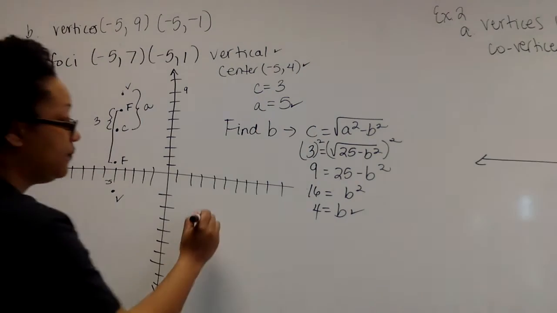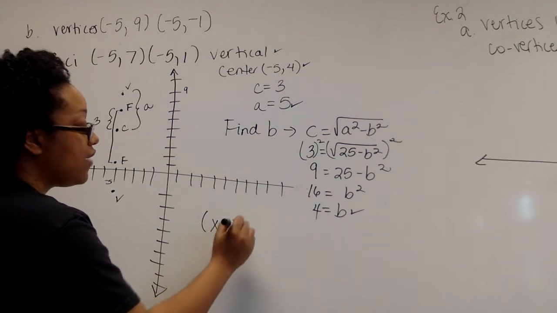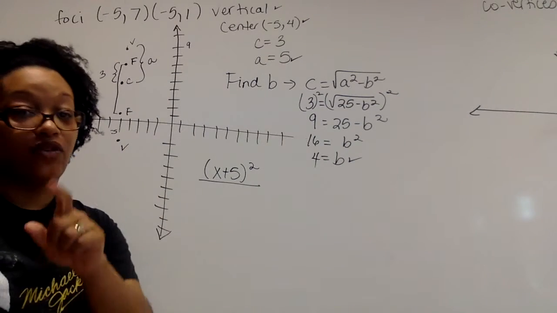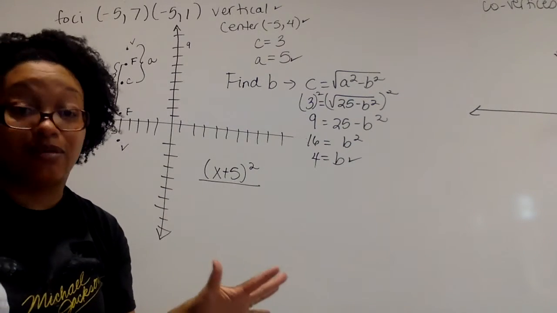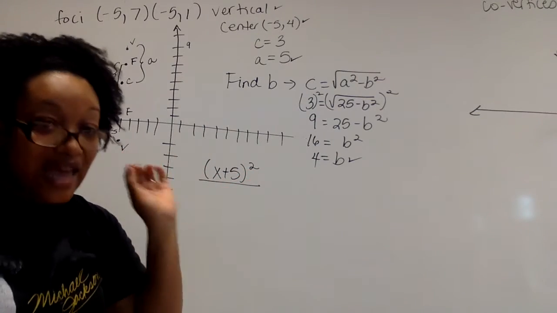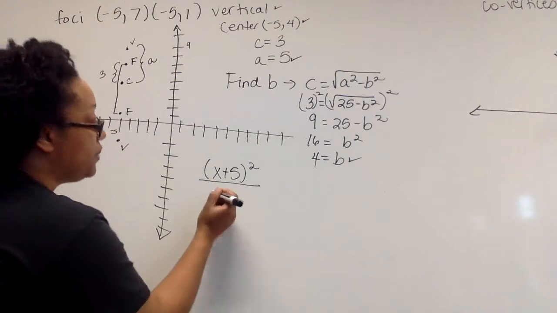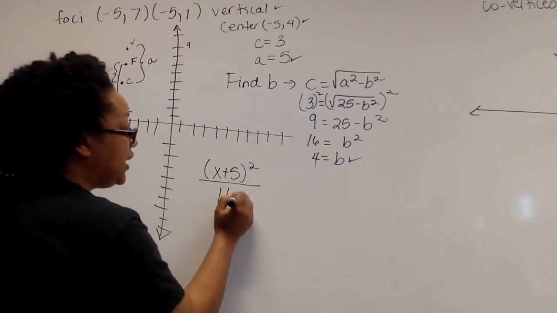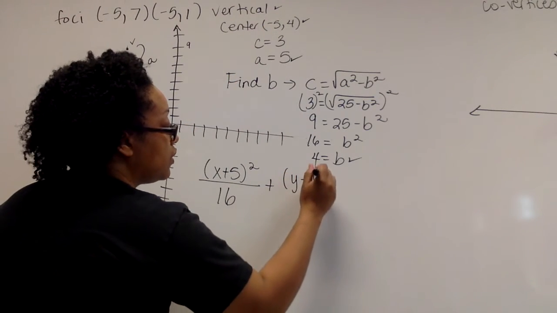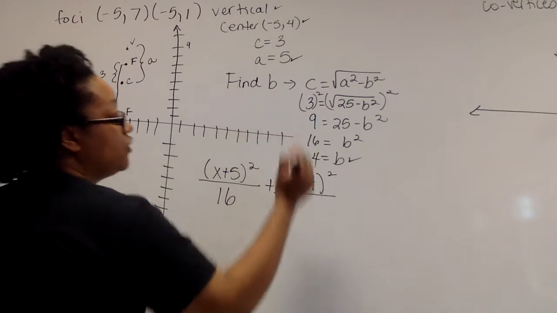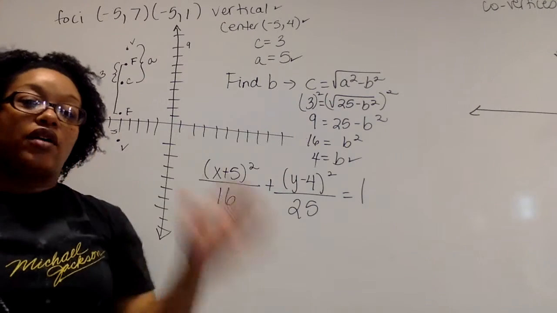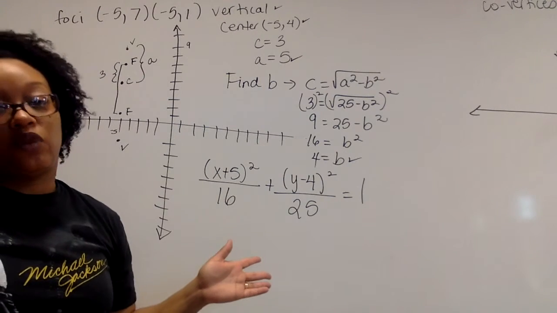So let's write it. X plus 5 squared over, if it's vertical, what number? Is it over 16 or over 25? You got to know, because if not, it's wrong, and I'm going to count it wrong. So if it's vertical, the a term is second. So it should be x plus 5 squared over 16 plus y minus 4 squared over, what's my a? 25, equals 1. There's your equation.